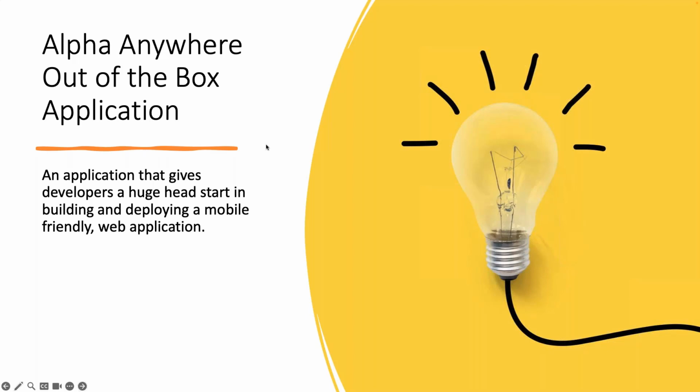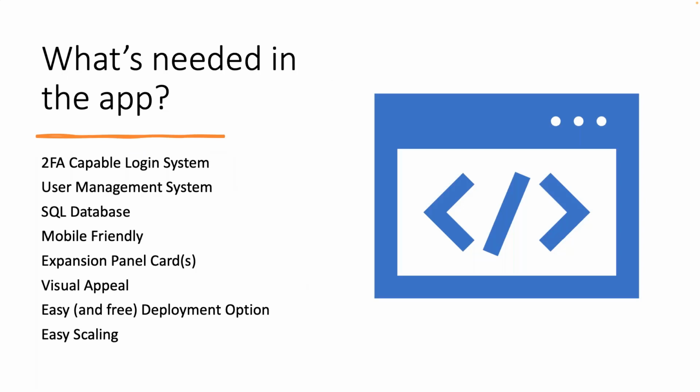If we're taking a look at an Alpha Anywhere out of the box application, what would we need to have in an application like that? Well, you'd want to have a login system, ideally with two-factor authorization, as that's become the modern standard. You'd want to have the ability to manage users so that an admin could do things like add people or remove people from the system or give them different permissions. Of course, you'd want to have some sort of database behind it to keep track of the data, not just the data from the login system, but other data that you'll need for your application. It should be mobile friendly, not just web friendly, as most applications are accessed both on web and on mobile.